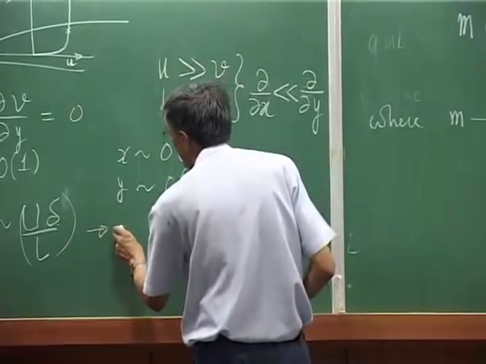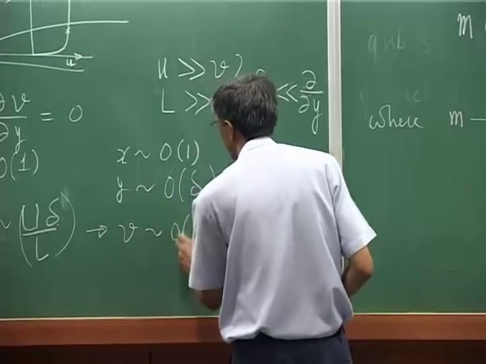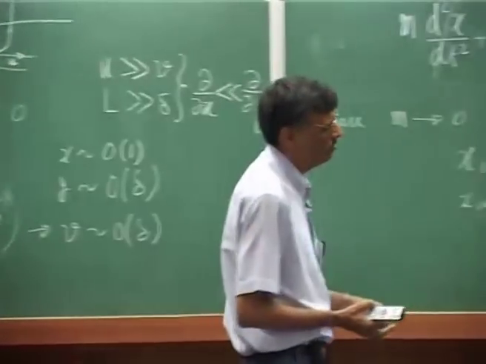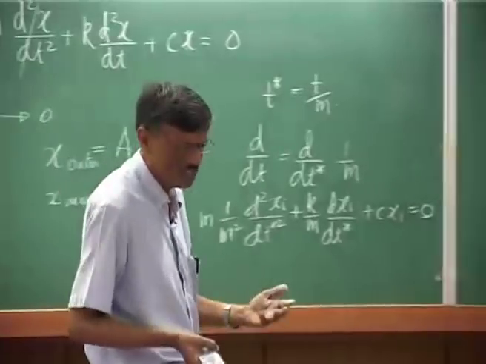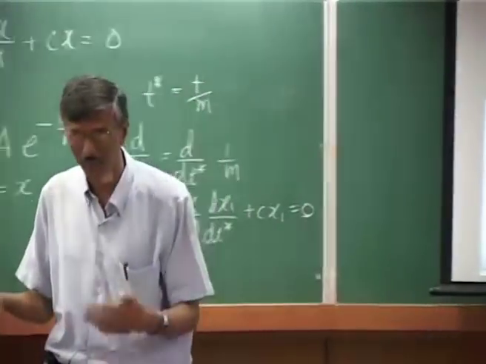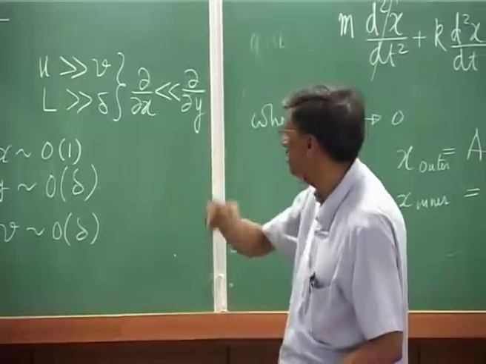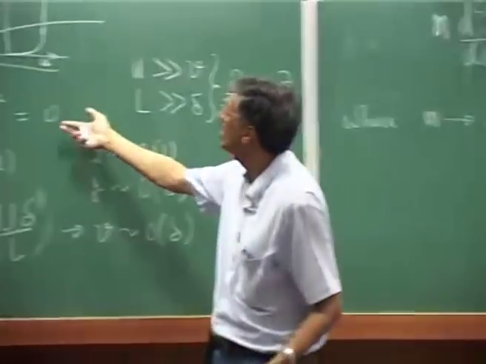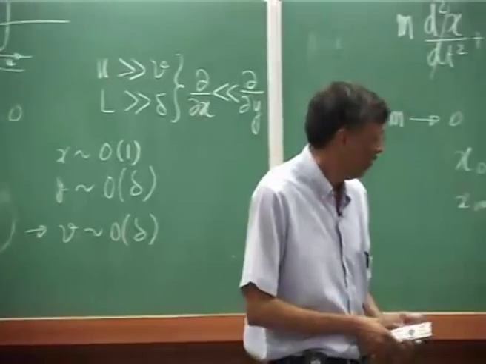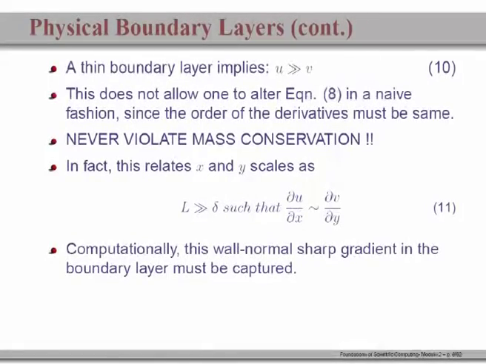So, this gives you v as order delta. So, at least we have made use of the phenomenology. We have seen what is a consequence of what we notice in the experiment, that we cannot eliminate one term at the cost of the other. We have to retain it, otherwise we will be violating mass conservation.